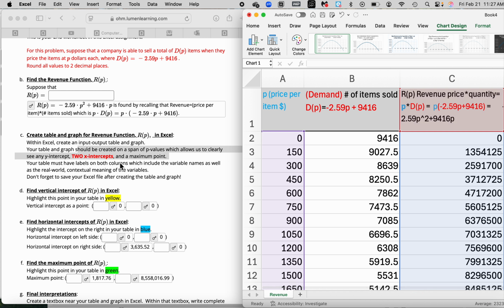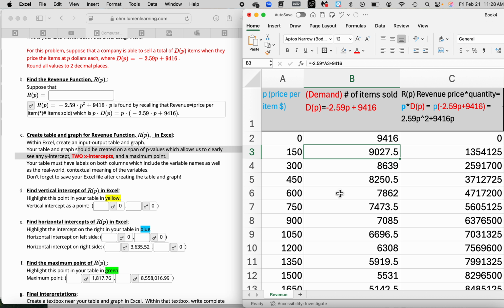So then what you also want to do is to label your columns, which I've done here. I put the real-world contextual meaning. It's really important that you include those labels when you set up a spreadsheet because you want somebody else outside of yourself to easily be able to understand what calculations you're doing and the real-world contextual meaning.